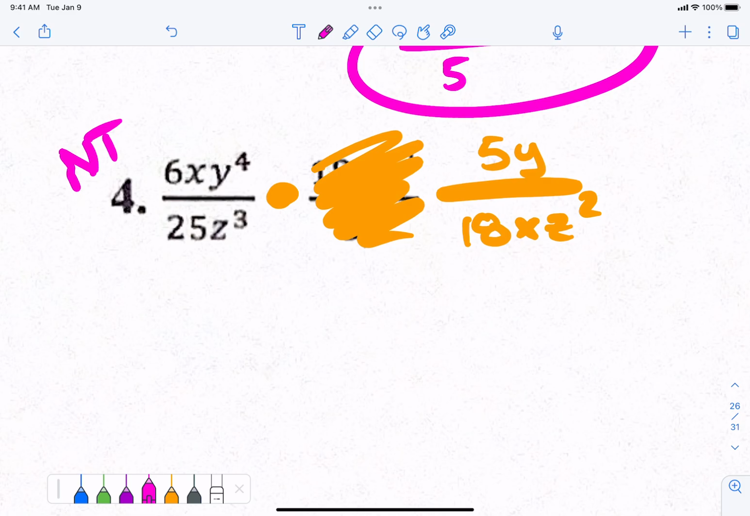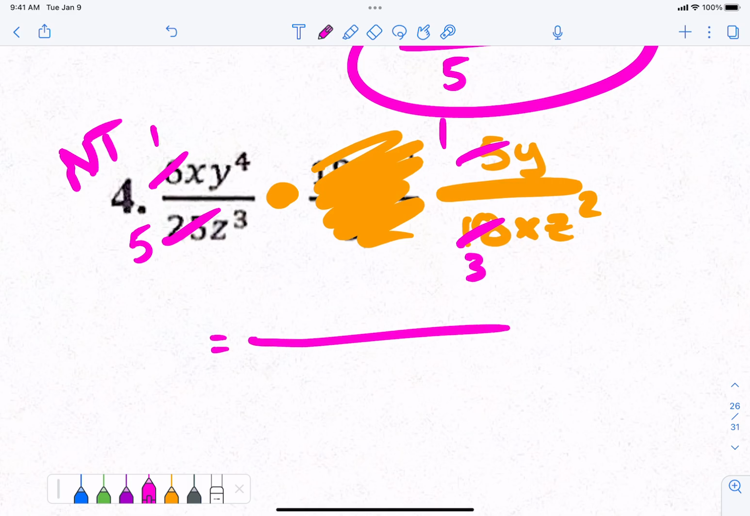Okay. All right. You can do this however you please. I go through and I take the numbers. So like 6 and 5 and 25 and 18. What can reduce? 5 and 25 becomes 1 and 5. Okay. 6 and 18 becomes 1 and 3. All right, now you can cancel some stuff if you want to. I clean everything up first. Okay? So 1 times 1 on the top is 1. How many x's on top?